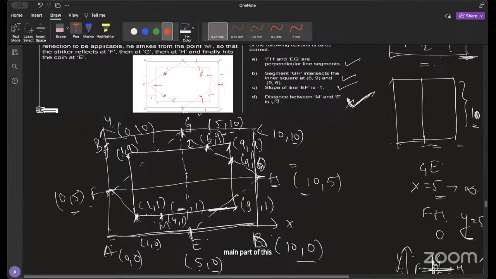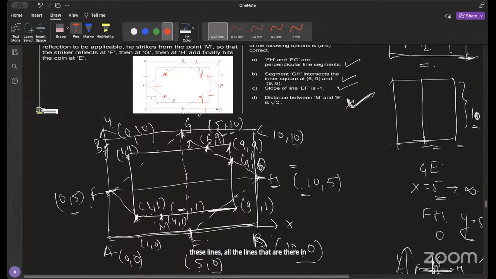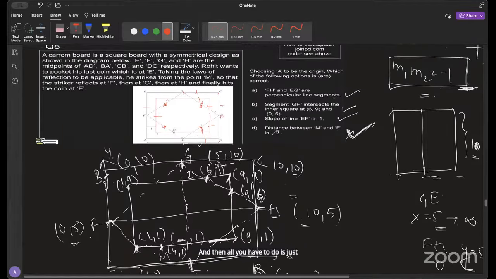of this question. First find the points, then find the equation of the lines, all the lines that are there in the question. And then all you have to do is just check each option. So FH and G, this one is joining these two lines. One is parallel to x-axis, the other one is parallel to y-axis, so they are perpendicular to each other.